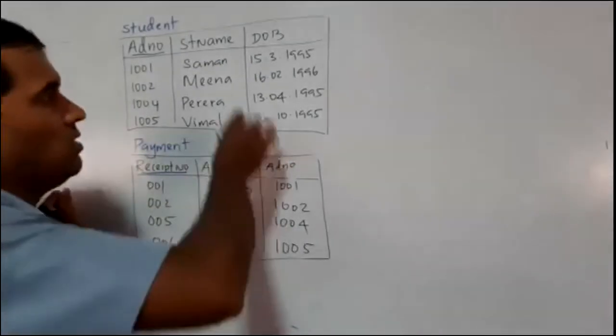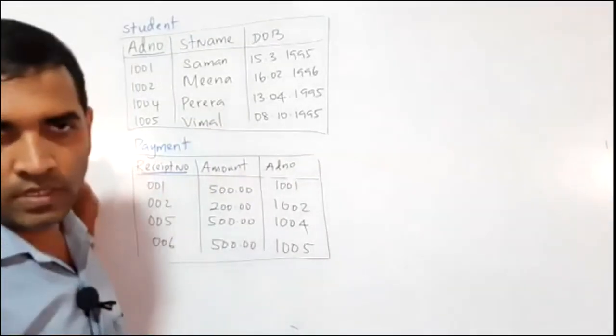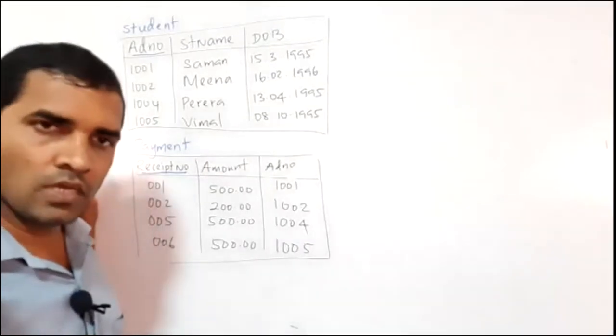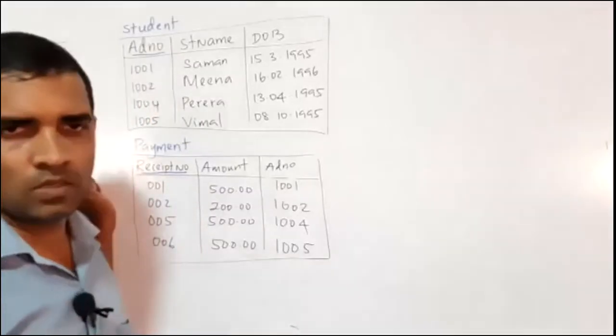So I already told you how to check or how to find the one-to-one, not one-to-many, not many-to-many. I didn't touch those parts. I just explained how to identify the one-to-one, and also I explained the behavior of one-to-one.